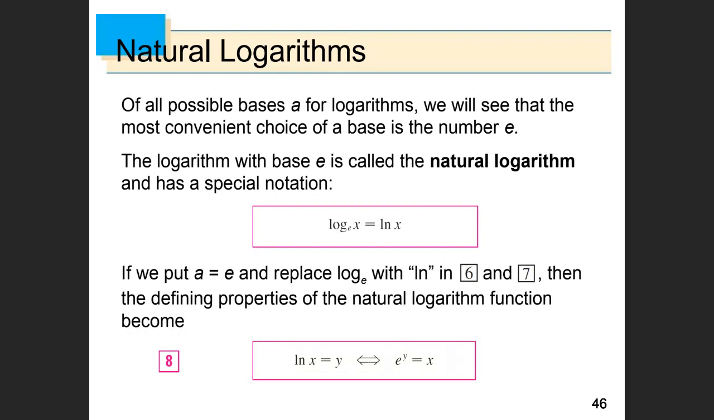You can see what the definition is. Ln of x just means log of x to the base of e. Ln of x equals y if and only if e to the power y equals x. All right.